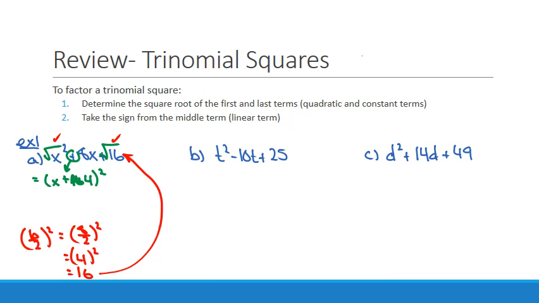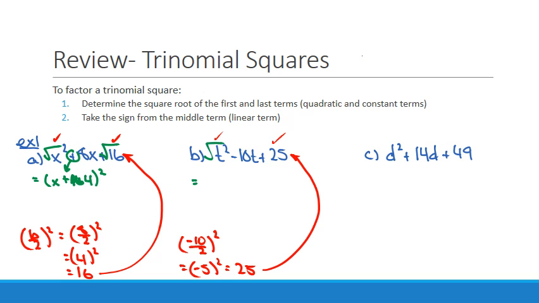Let's try this next one. All right, t squared, perfect square. 25 is a perfect square. So let's check out our calculation. Negative 10 divided by 2. So again, it's just negative 10, it's not negative 10t. We just take the constant from that b value. Then I have to square this. So that's negative 5 squared, which equals 25. And you can see, yep, 25, that's the c value. So this definitely is a trinomial square.